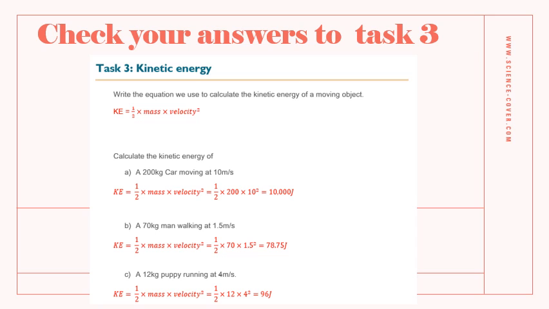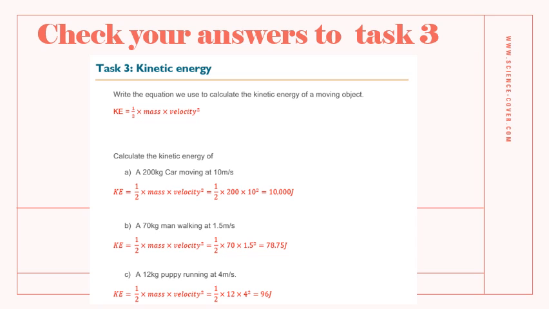So we do half times 200 times 10 squared. That gives us 10,000 joules. Part B, a 70 kilogram man walking at 1.5 meters per second. We do half times the mass times the velocity squared. It's half times 70 times 1.5 squared. This gives us 78.75 joules.